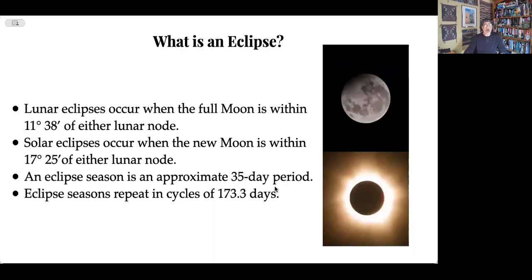Lunar eclipses occur when the full moon is within 11 degrees, 38 minutes of either lunar node. Solar eclipses occur when the new moon is within 17 degrees, 25 minutes of either lunar node. An eclipse season is approximately a 35-day period for both eclipses, and they repeat in cycles of 173.3 days. Generally, there are 2, possibly 3 eclipses within each eclipse season, and there are 2 eclipse seasons in 1 calendar year.